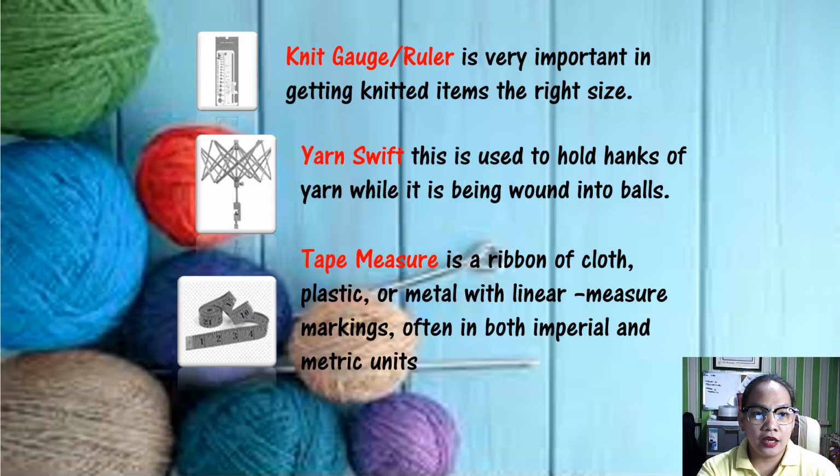Okay, next is knit gauge or a ruler. So it is very important in getting knitted items in the right size since this item has different sizes of holes, so that you can get the right size of your knitting needle. Okay, so next is yarn swift. It is used to hold the hanks of yarn while it is being wound into balls. And tape measure is a ribbon of cloth, plastic or metal with linear measure markings in either imperial or metric units.